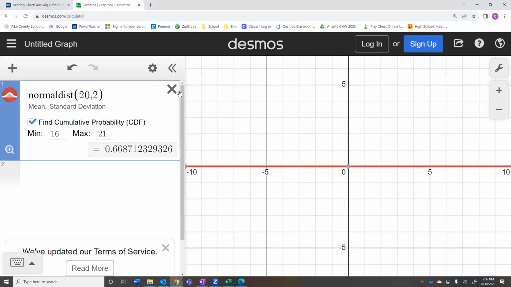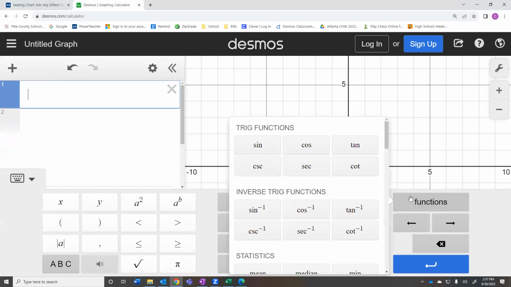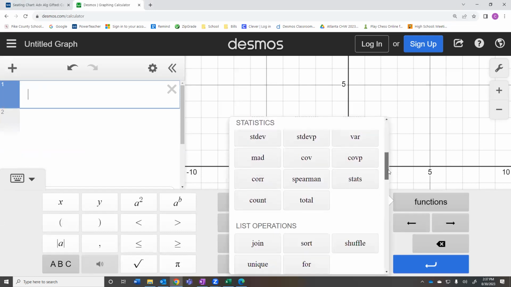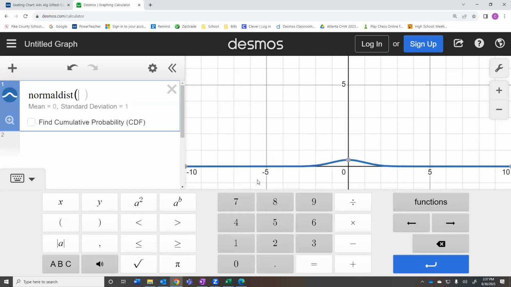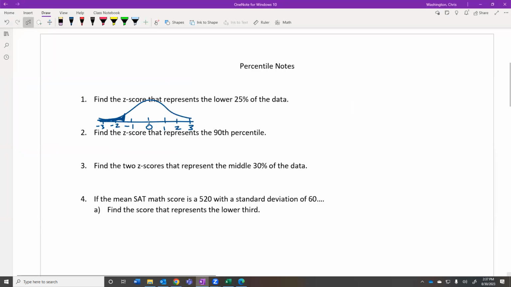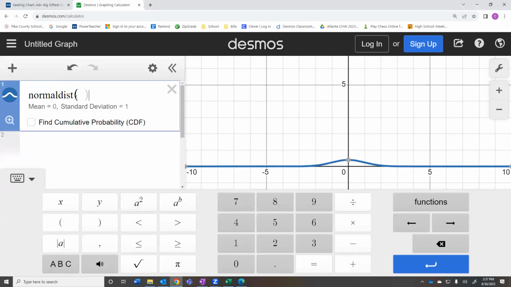So on Desmos, we're going to go to functions. And we're still doing normal distributions. So I'm going to click on that first. We want the mean to be 0 and the standard deviation to be 1. Because if we go back and look, what is the mean? The mean is 0 and the standard deviation is 1 if we're trying to find the z-score. So I'm not going to actually type anything inside this parentheses.